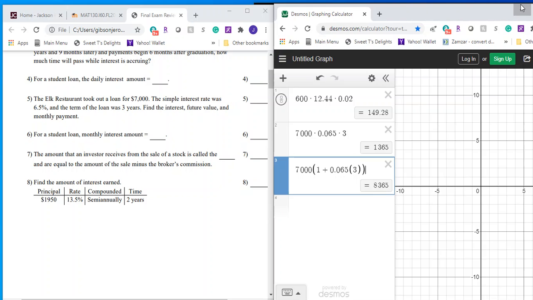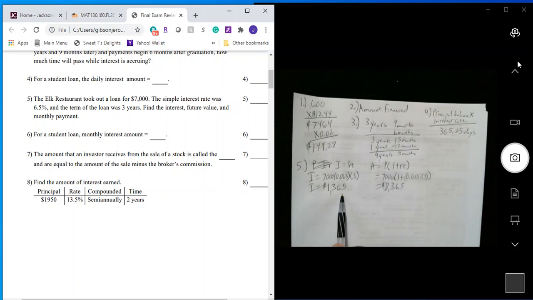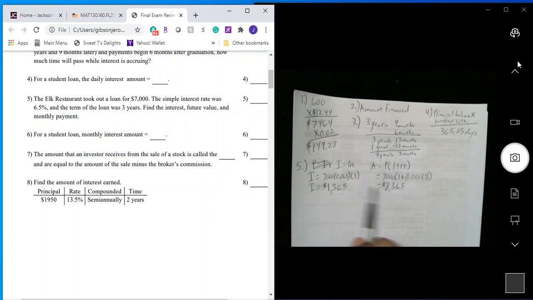Now, just for clarification's sake, I just wanted us to actually do this formula as well. And I forgot that there was an easier way to do this. Since we already had the interest, we could have just added the principal to the interest, and that would have given us the future value. So the principal was 7,000, the interest was 1,365. Added together would give us the future value.